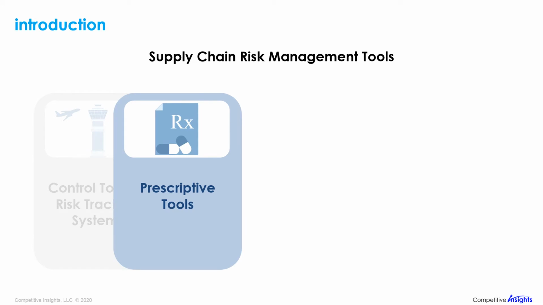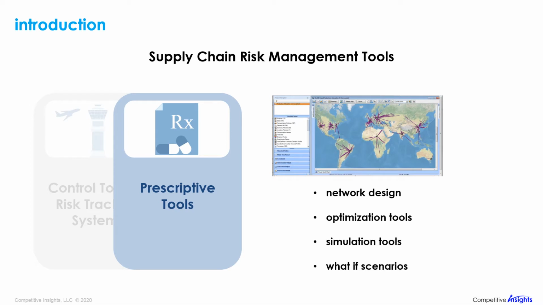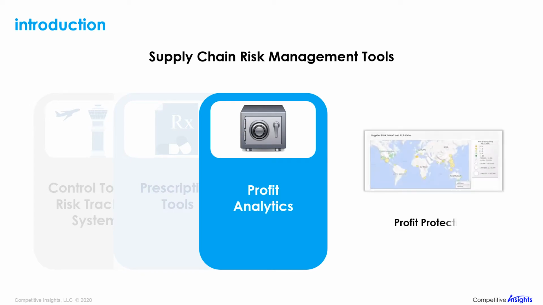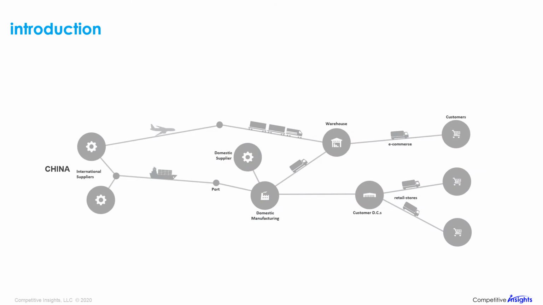There's also the tried and true technology associated with network design, inventory optimization, simulation, and these are prescriptive tools, often looking 2-3 years out. How can I actually add resiliency by redesigning my network? But today, we're going to talk about a new class of tools, and these are tools associated with profit analytics, where we're going to actually use detailed and specific analytical information to be smarter in how we're going to define strategies around supply chain risk.